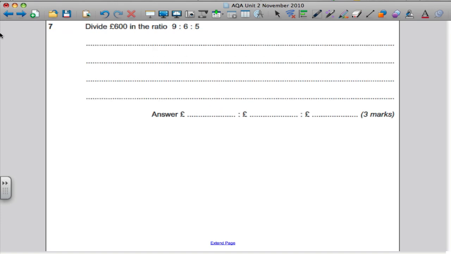Okay, moving on, next question. Question 7. Such a straightforward question here. Divide or share out £600 into the following ratio. Okay, how many parts do we want to share it into in total? So step 1, work out how many parts needed.